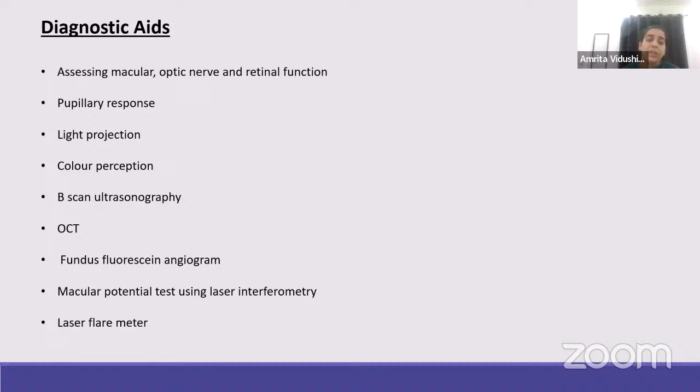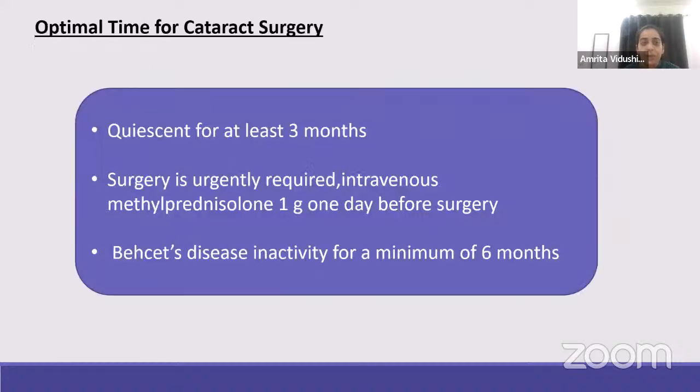And also in cases where color perception is possible, a B-scan ultrasound should be done, and the patient should be evaluated for OCT and FFA if possible. The macular potential test should be done using laser interferometry, and the laser flare meter will help us find out if there's any flare or reaction in the anterior chamber.